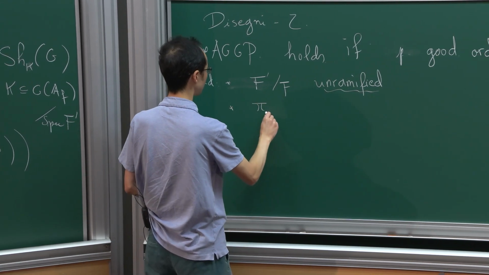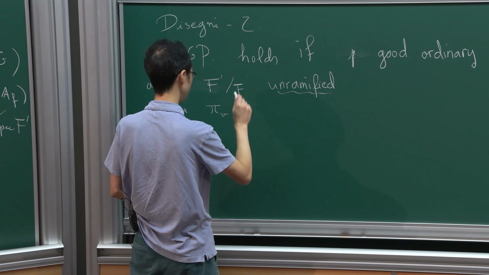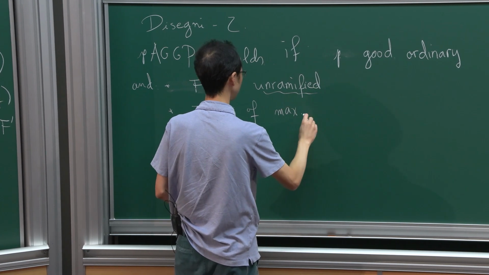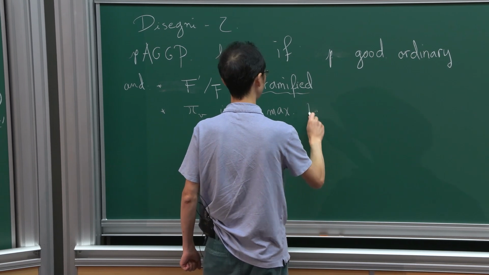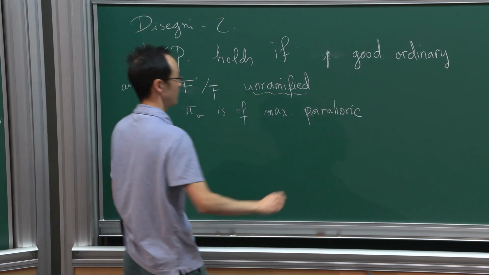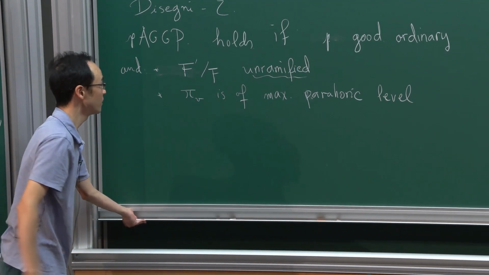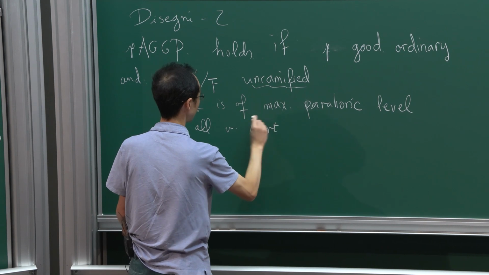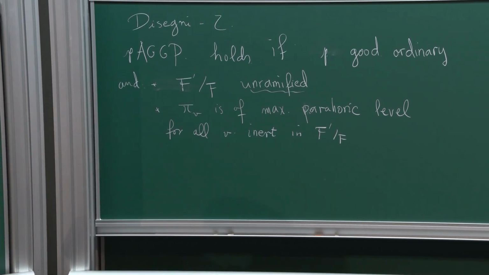The local representation π_v for all inert places needs to have a parahoric level. It is either unramified or has a fixed vector by some maximal parahoric. So this means it has a fixed point. So it's a representation for all v inert in this extension. So that's essentially the condition we need.